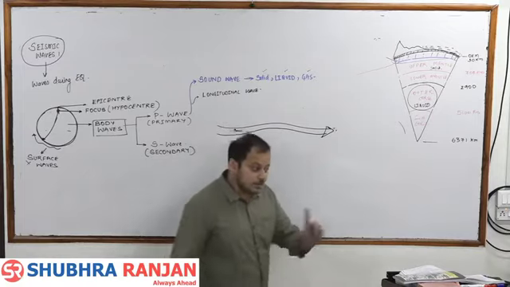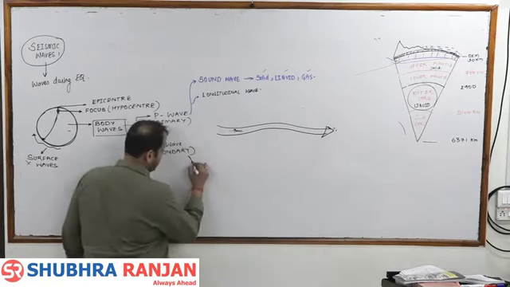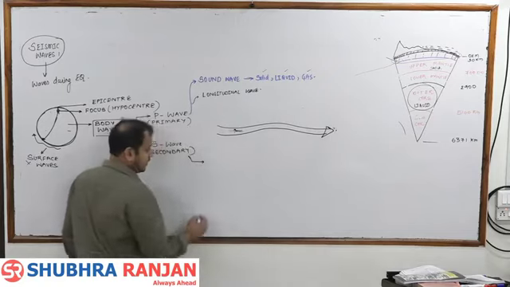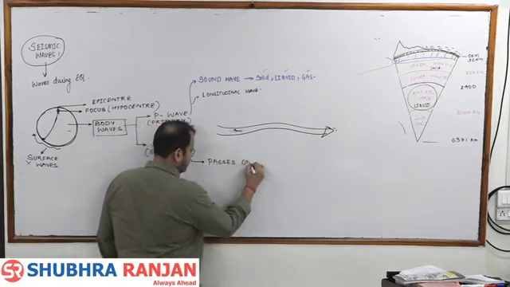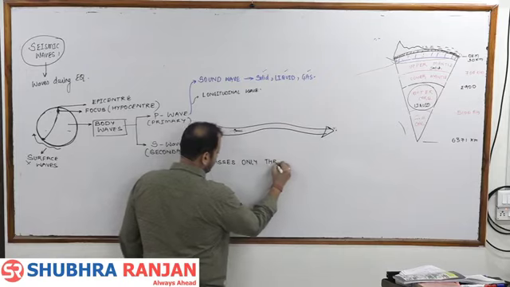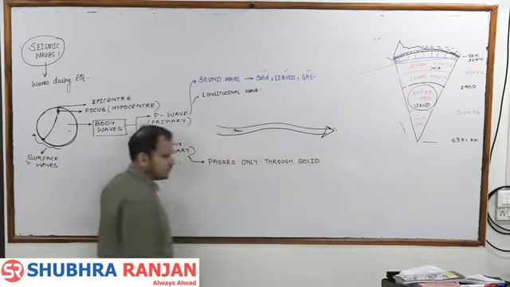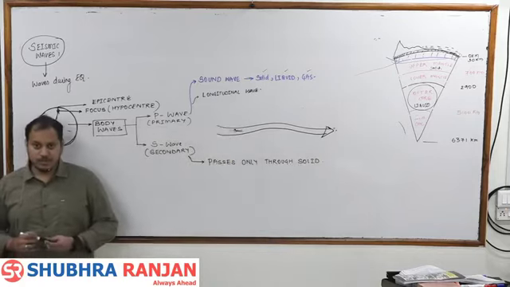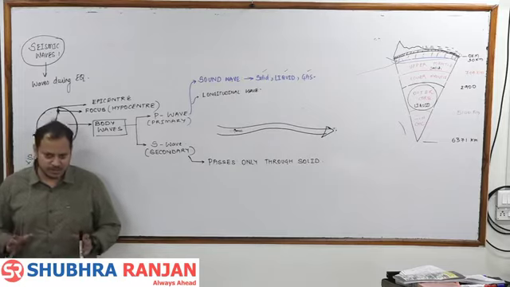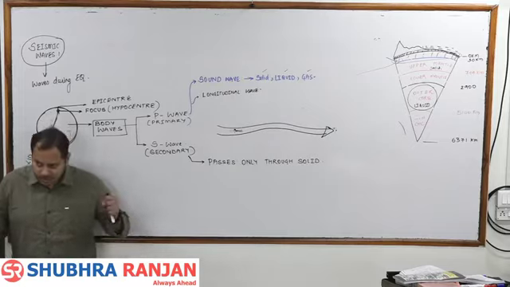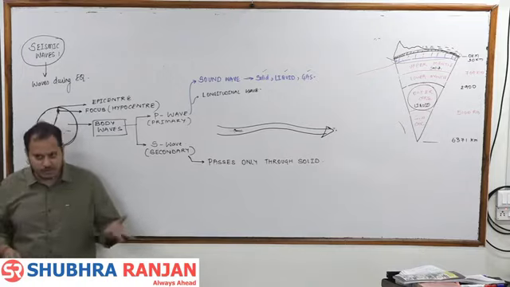Fine. Now what is the secondary wave? The next wave to be generated is known as the secondary wave. And what is its characteristic? It passes only through solids. Why can it pass only through solid? Because it requires shear strength. Shear strength is a concept in physics. Any body which can hold its shape, only through that body can the wave pass.